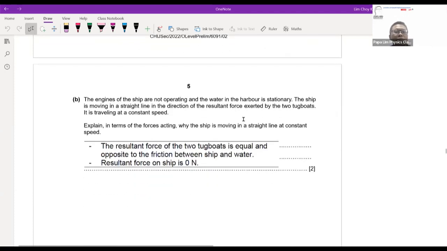Now, based on the question, the engine of the car is not operating and it is stationary, and he's moving in a straight line, and it's moving at a constant speed.